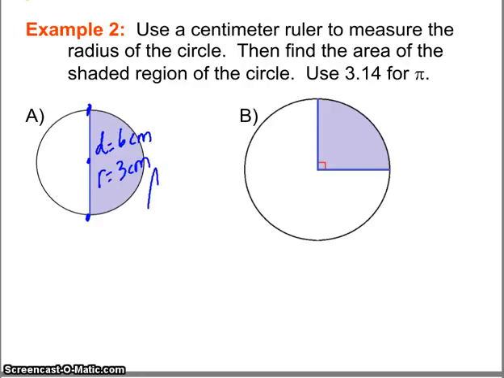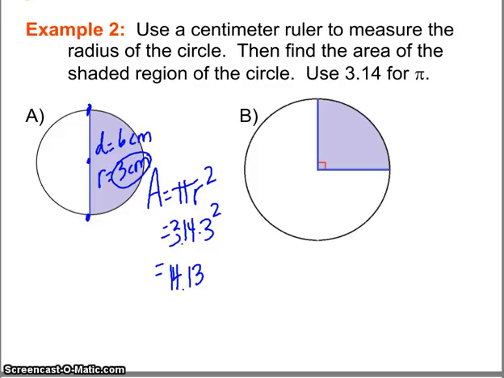So let's use this information and plug it into, again, our formula to find the area of a circle. For pi, we are using 3.14. Our radius is 3, so 3 squared is 9. And when we multiply this out, we get 14 and 13 hundredths square centimeters.